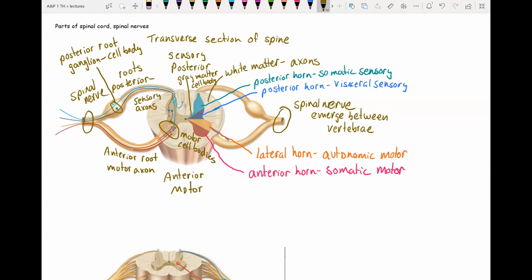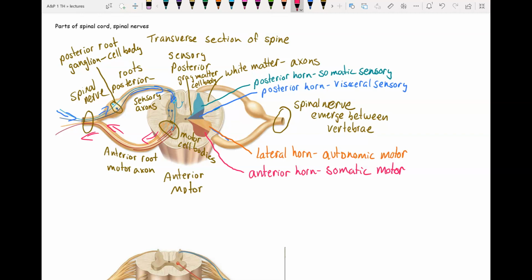So for your sensory neurons, you have the sensory axons come in like this through the spinal nerve. They go into the posterior root. You have a cell body right there in the posterior root ganglion. Then they continue into the spine and they go to the posterior horn. Then they synapse with other neurons there. For your motor, they have their cell bodies here in the spine, and then their axons go out through the anterior root and into the spinal nerve.